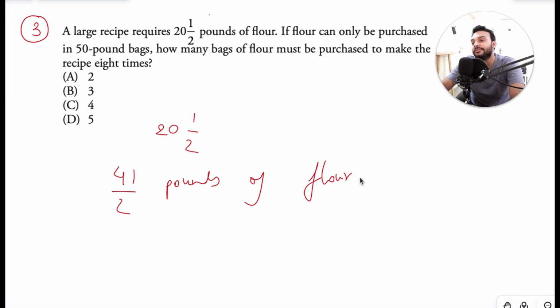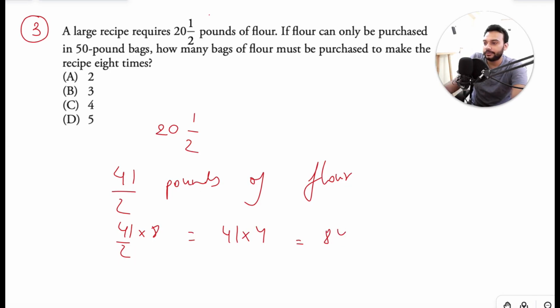So bags are coming in 50 pounds. Okay, so let's first find out the total number of pounds required. 8 times, so 41/2 times 8, which is 41 times 4 or 84. No, not 84, but 164. 164 pounds. This is the total amount of flour required.